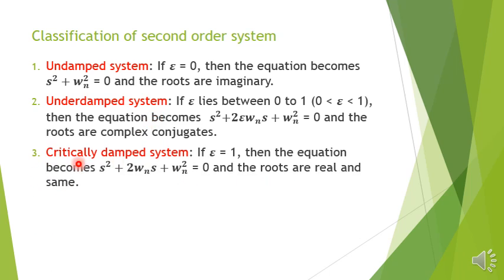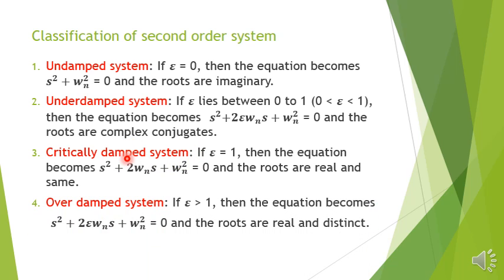Third one is the critically damped system. A critically damped system is when zeta equal to 1. When zeta equal to 1, what happens? The equation s square plus 2 omega n s plus omega n square is a perfect square. So the roots are real and the same. Repeated roots you will get. If the two roots are real and the same, or zeta equal to 1, such a second order system is called a critically damped system.